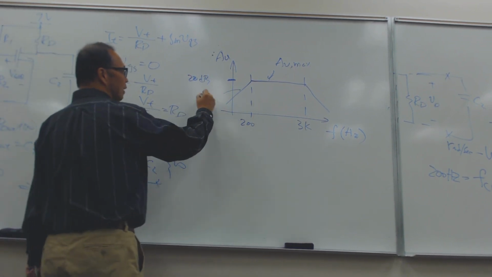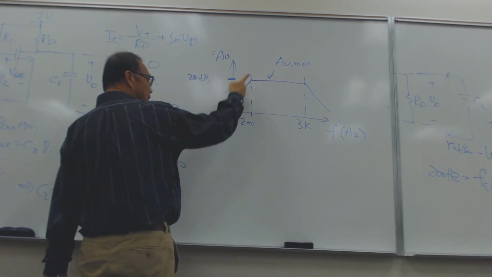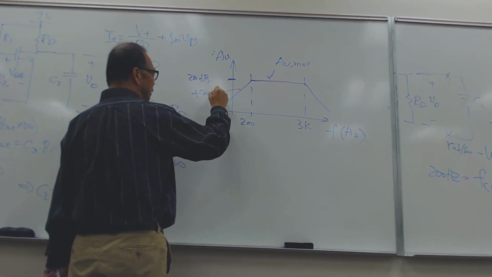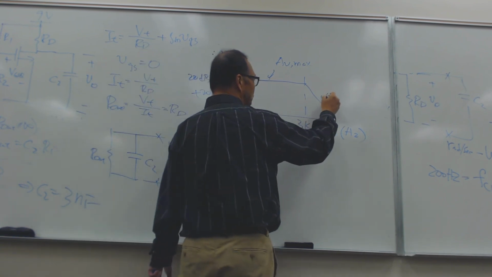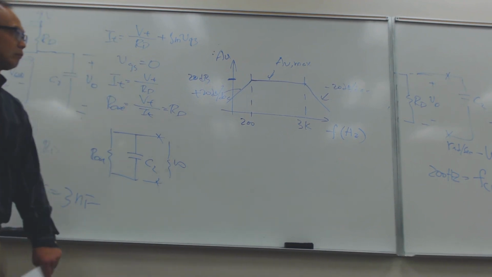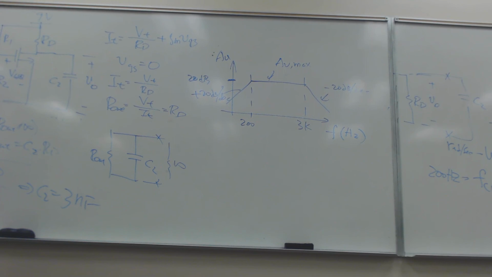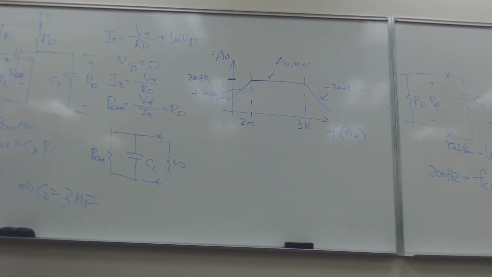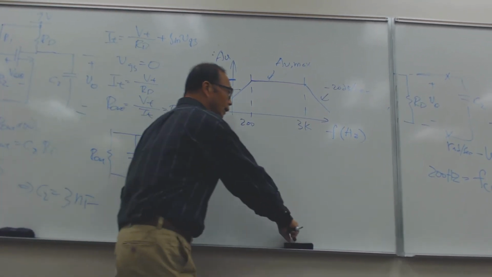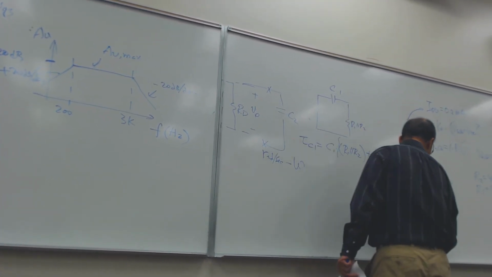The slope, I don't know if you look this way, it's plus 20 dB per decade, right? And this one's minus 20 dB per decade, yes? Okay? Question? All right. Let's do one more example on the subject, and this time we're going to have 3 capacitors.